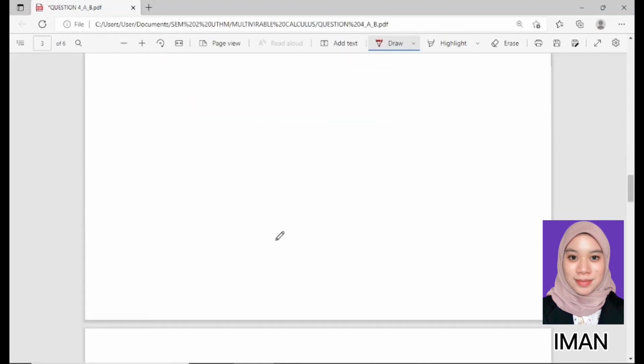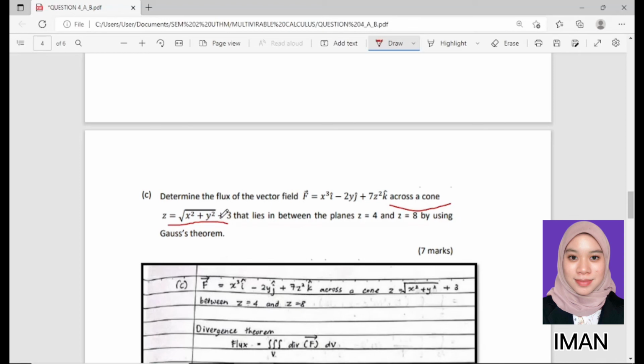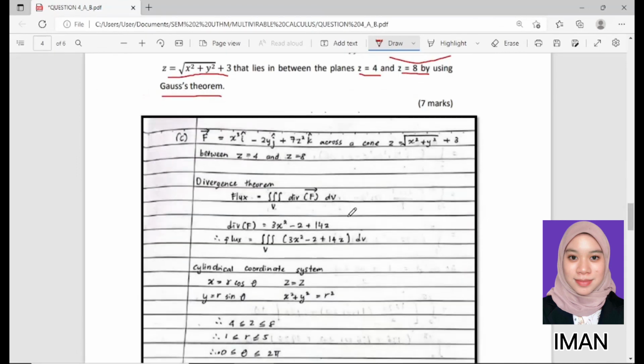And next for C, determine the flux of the vector field F equal to xy i vector minus 2yz j vector plus z plus 7z squared k vector across the cone z equals square root of x squared plus y squared plus 3 that lies in between the planes z equal to 4 and z equal to 8 by using the divergence theorem.